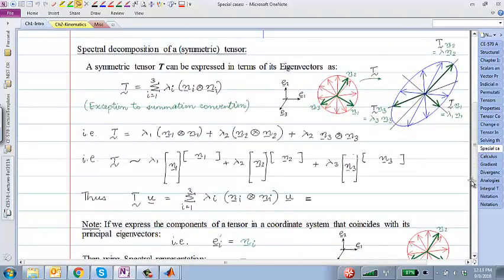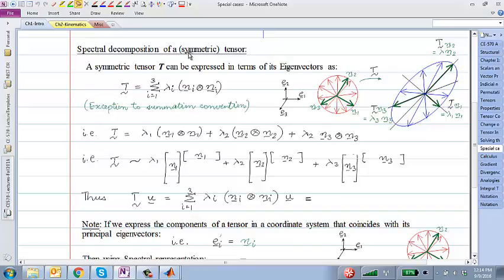All right, so yet another useful concept for tensors, symmetric tensors. There is something called a spectral decomposition of a symmetric tensor. So just like when we say principal values, like principal stresses and principal strains, what we refer to as eigenvalues and eigenvectors, the word spectral also usually refers to eigenvalues and eigenvectors. What does this mean? It means that given a symmetric tensor, we can decompose this symmetric tensor into three parts.